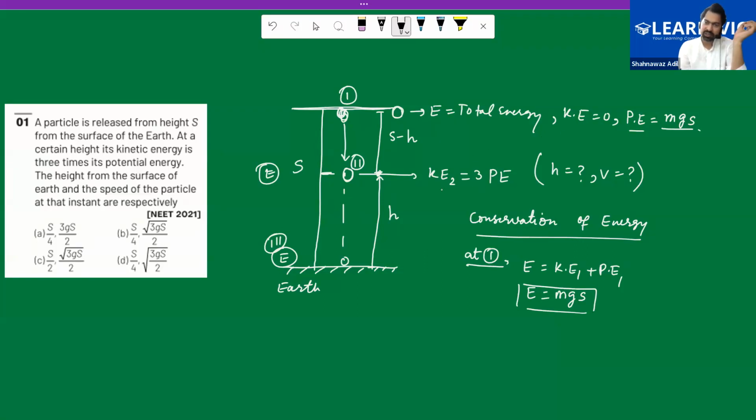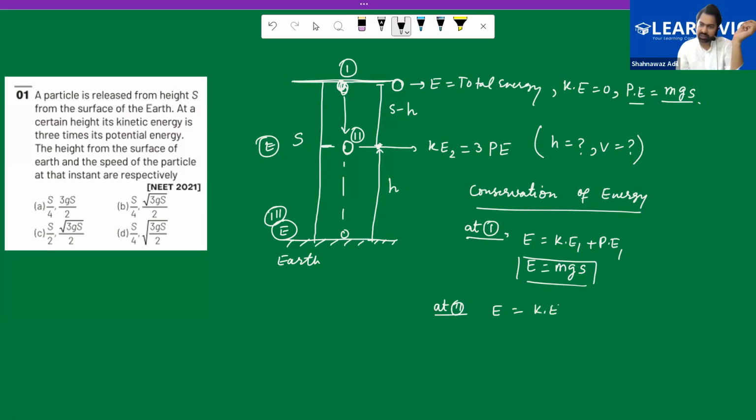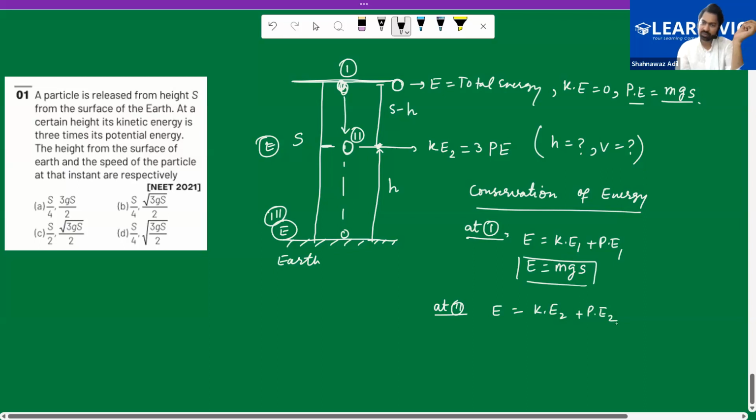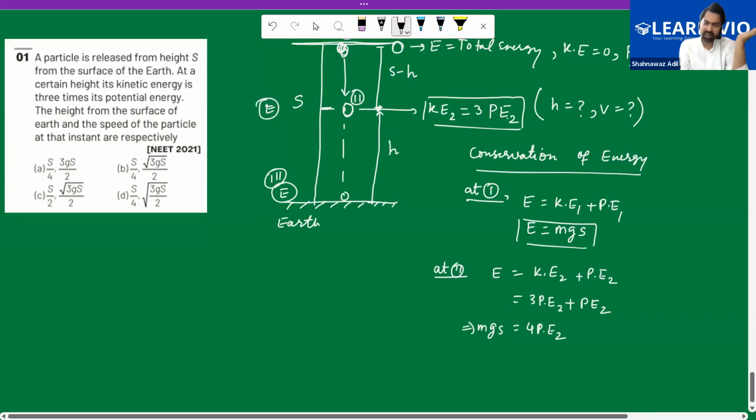Now at the second point, we have total energy, which is kinetic energy 2 plus potential energy 2. We know that this kinetic energy is 3 times potential energy. This is given from the question. So this is 4 times PE2. Now we know that total energy is mgs from point 1. The potential energy at this point, this height is h.